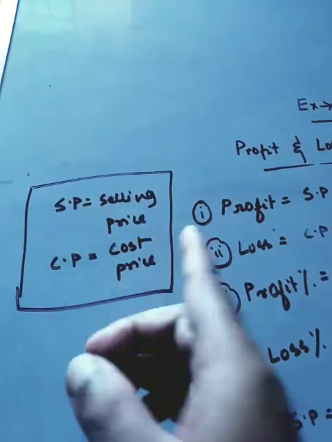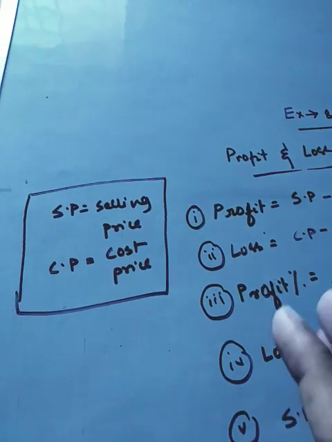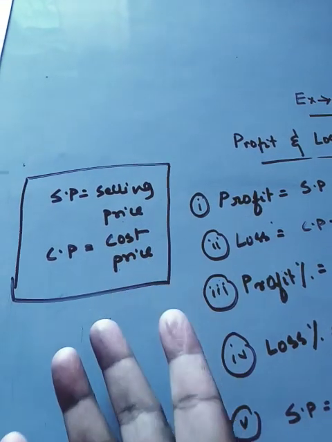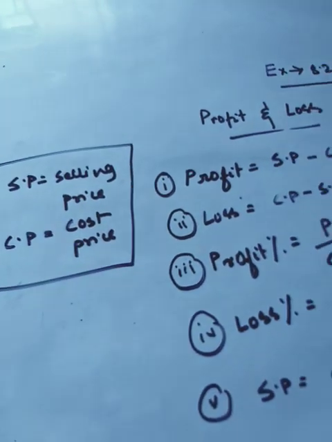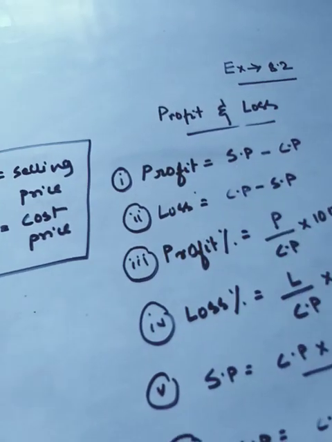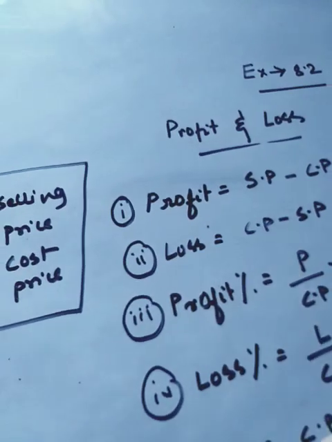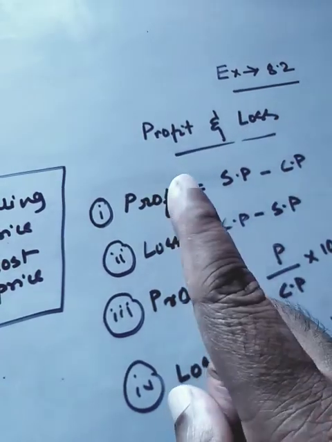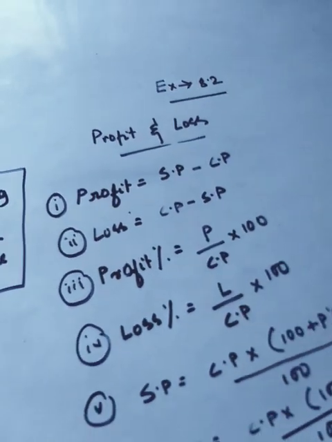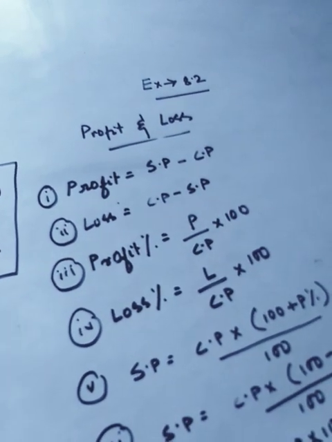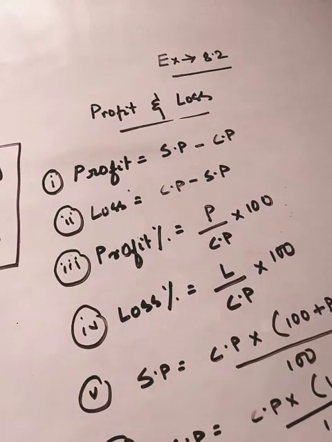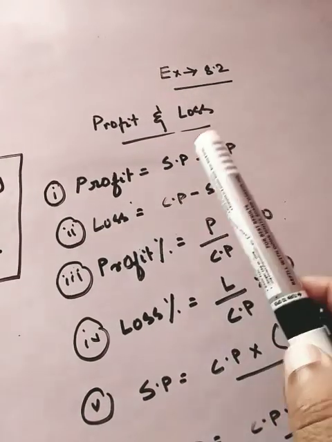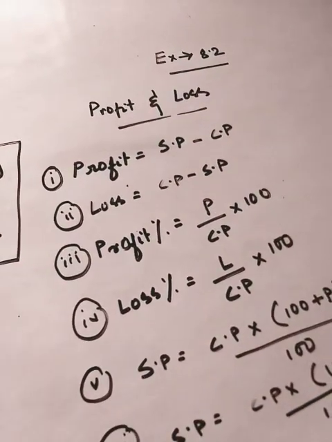SP means selling price. The price at which we sell anything is called selling price, and the price at which we buy something is called cost price. So the profit would be selling price minus cost price. Always remember this, a profit is made only when SP is greater than CP. Profit is always made when selling price is greater than cost price, and loss is always made when cost price is greater than selling price.